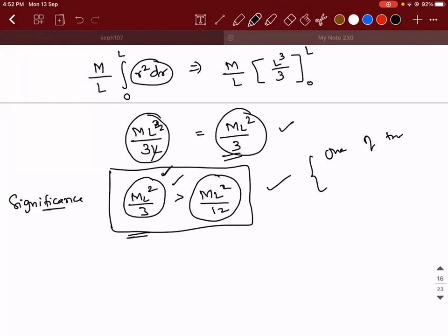If you see the term that moment of inertia is maximum, that means you need to apply more amount of torque to put that object into rotation about that axis. That is the meaning of it.